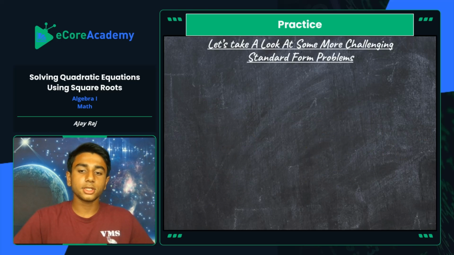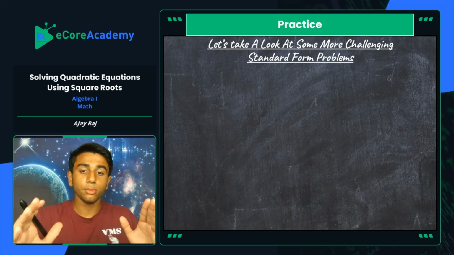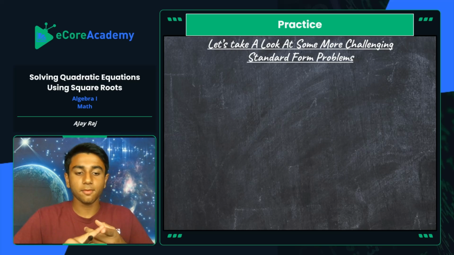All right, now let's take a look at some more challenging standard form problems that involve an extra amount. So essentially, it's going to be like a trinomial that we're looking at. Our standard form equation is literally a trinomial where you have your a, a coefficient attached to the x squared, your b attached to x, and then your c as your constant. So we have a trinomial in this case.